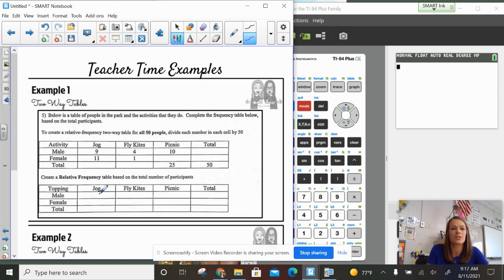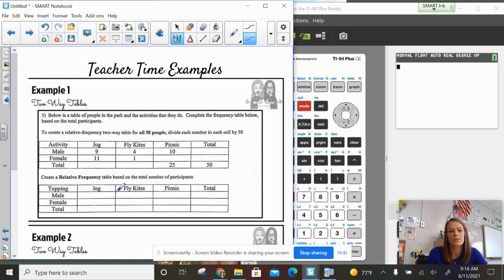All right, so let's look at your example 1. Here it's saying we have a table of people in the park and the activities they do. It asks us to complete the table below based off of the total participants. So we're going to finish this chart, and here we're going to create a relative frequency table. And I'll explain what we need to do to get that.